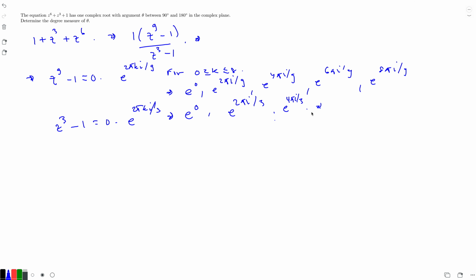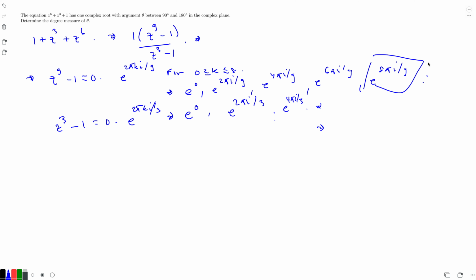So we want to look for the root that's not a third root of unity. Well, I immediately realized that e to the power 4 pi i over 9 is not a third root, while e to the power 6 pi i over 9 is just e to the 2 pi i over 3. However, this is in the second quadrant, between 90 degrees and 180 degrees, and it is a third root of unity. Therefore, it is not going to be our answer.